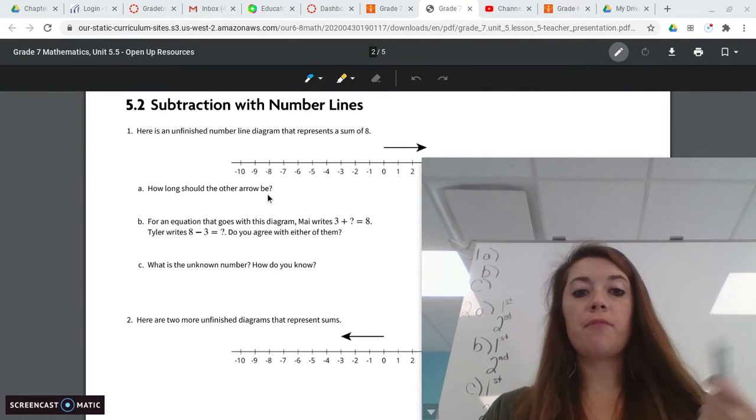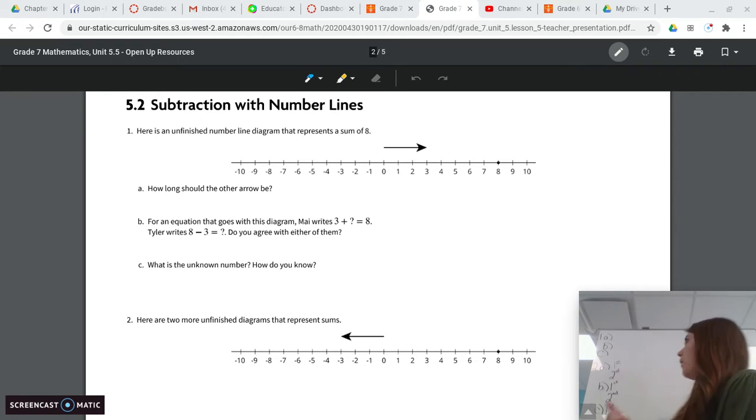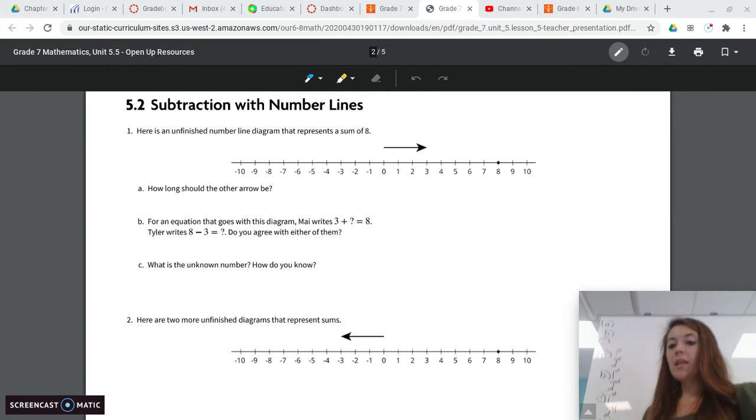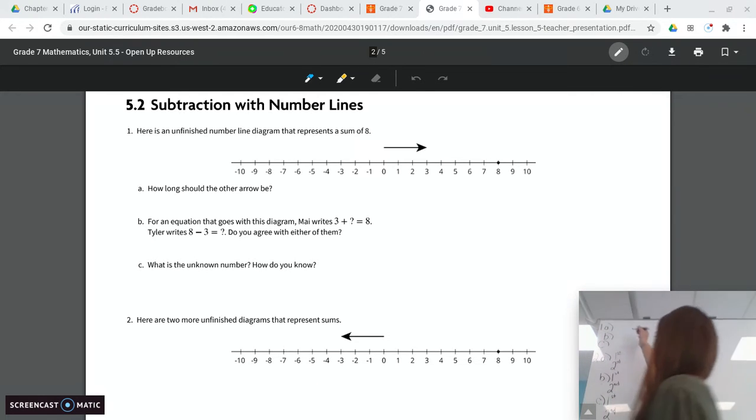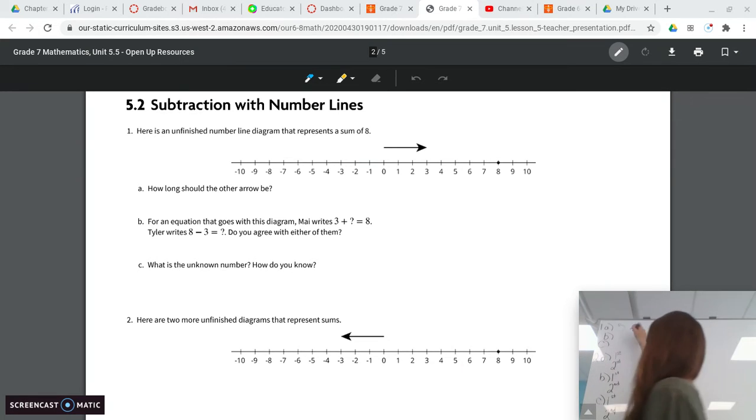So here is an unfinished number line diagram that represents the sum of 8. Let me make this smaller quick. We've got this 0, it goes to 3. We can see that the sum is 8. We just don't know how we get from the 3 to the 8. So how long should that other arrow be? Well, if we're going from 3 to 8, how do we get there? What do we have to add to 3 to get to 8? That would be 5. So it should be 5 units long.